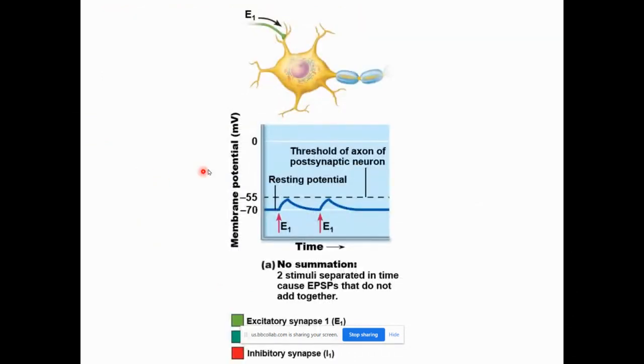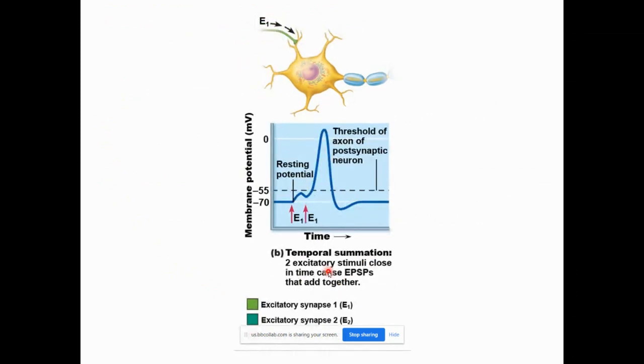So here's no summation, meaning here's a little graded potential. It's excitatory, that's the E. So what happens? I got my little depolarization, and then it fades. Send another signal in, there's our depolarization, and then it fades. So it was never enough to reach threshold. We can never get the action potential with nothing adding on to it. So there's no summation.